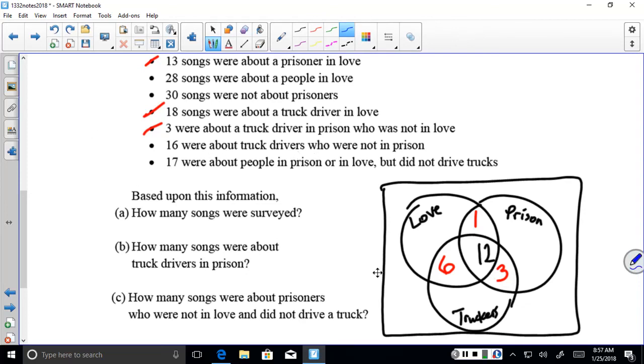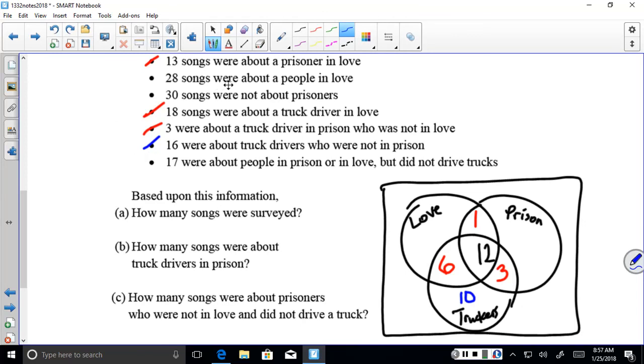"16 were about truck drivers," so we narrowed it down to these 4. Who were not in prison. So out of these 4, we've narrowed it down to these 2. We already have 6. That leaves us 10. 17 were about people in prison or in love. That means or both. So they were in prison or love or both. So that's talking about all 6 of these. But they did not drive trucks. So that's just talking about these 3. Can't do it. Going back to the top.